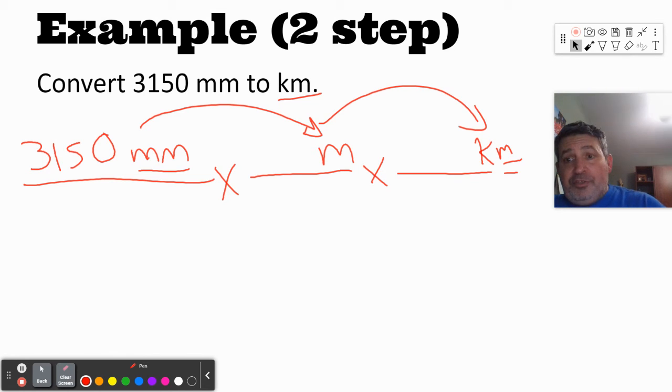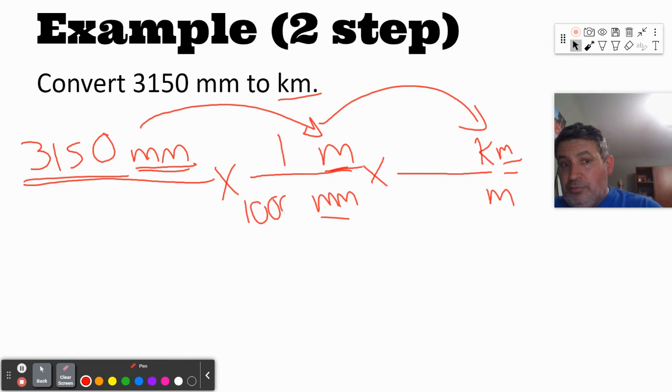Next, I need to put the cancellation units in. So I've got millimeters there, millimeters there. I have meters here, meters there. Okay, notice I haven't put a single number in this thing besides the given. Then I ask myself between these two, which is bigger? Using the King Henry thing, the meter is bigger, and milli means 1,000 times smaller. So I'll put that in, okay?